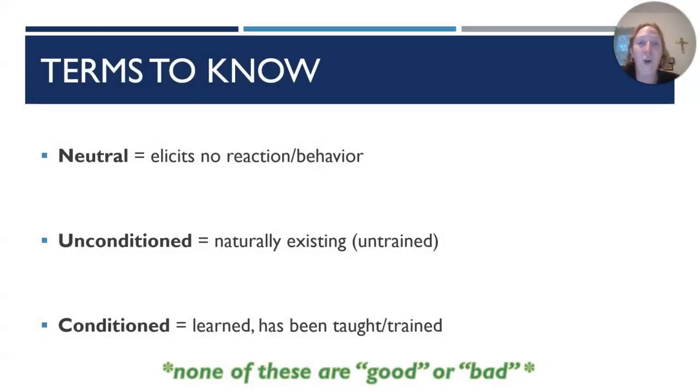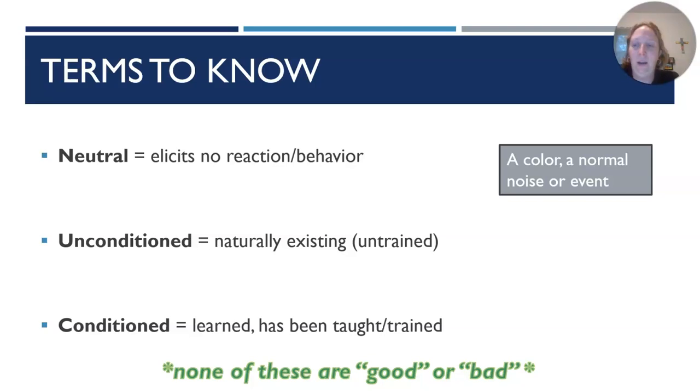Neutral is something that elicits no reaction or behavior. So perhaps like a color, like, ooh, that box is gray. That shouldn't make you think anything. It's just a gray box. A normal noise, like I can hear my window rattling because of the wind. That's not actually making me react. It's a noise that I can ignore all the time. It's an old window. Or an event that you don't necessarily need to respond to, like perhaps at school, someone walks past in the hallway and you don't know them, so you don't react. So all of these would be neutral stimuluses, something that just means nothing.